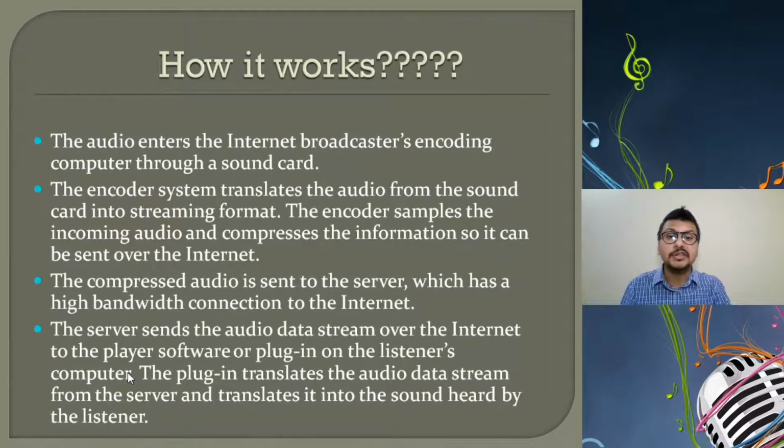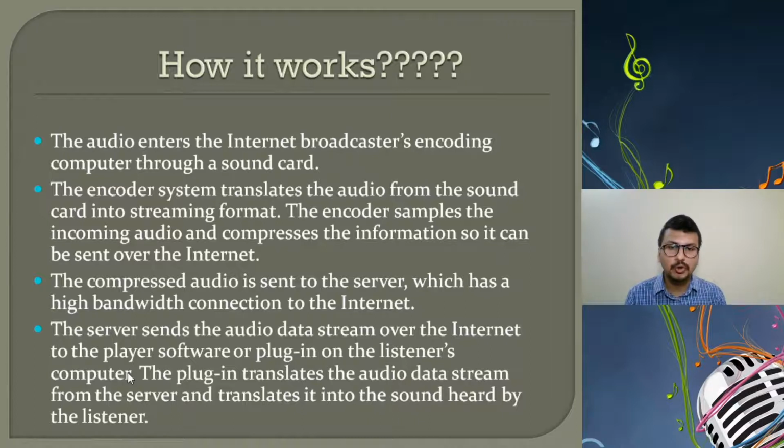The audio enters the internet broadcaster's encoding computer through a sound card. So the sound card is a very important piece of hardware used to set up an internet radio station. The encoder system translates the audio from the sound card into streaming format. The encoder samples the incoming audio and compresses the information so that it can be sent over the internet. Again, it's a very important line. Let me repeat this line. The encoder samples the incoming audio and compresses the information so that it can be sent over the internet. It's like a coding decoding process, you can say.